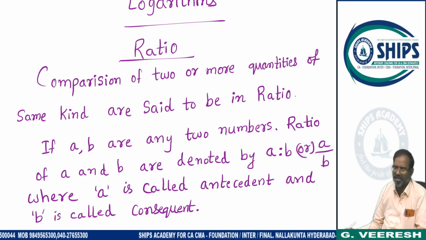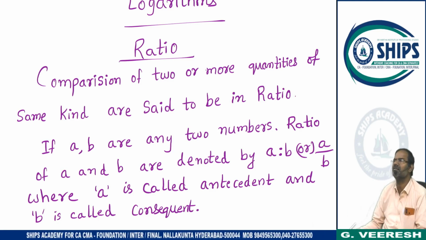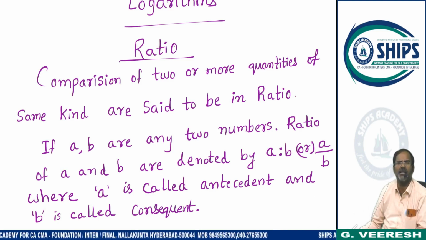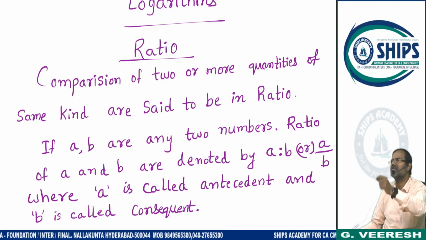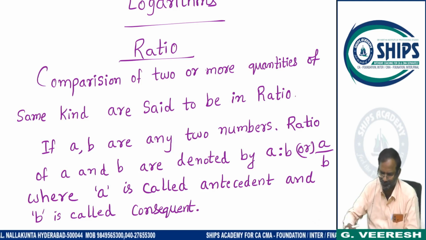A is called antecedent. Antecedent means first term. Consequent means following term or second term. Suppose we have a ratio of three numbers, we have to write A is to B is to C. If I have four numbers, A is to B is to C is to D. Clear? Like that we have to write. Okay, clear.